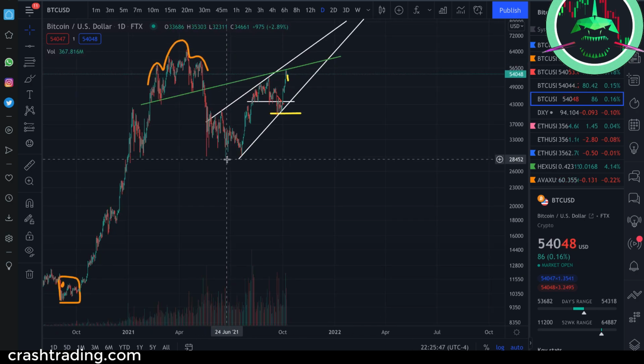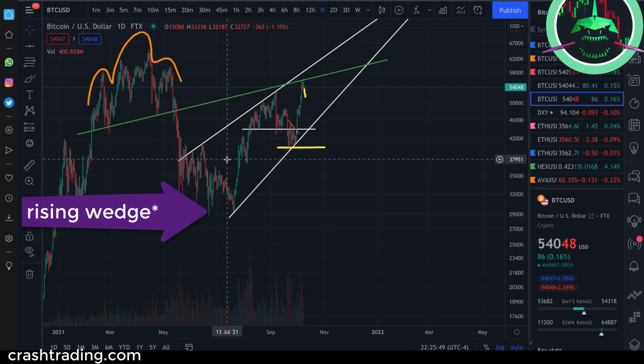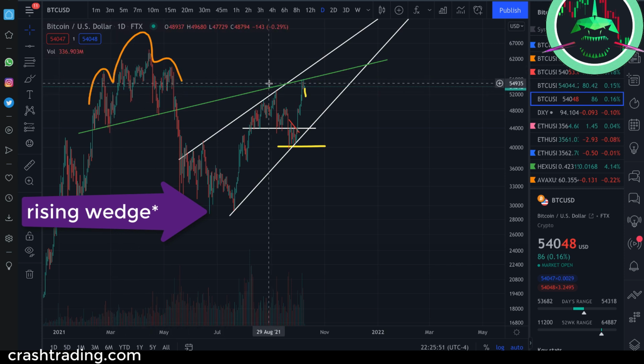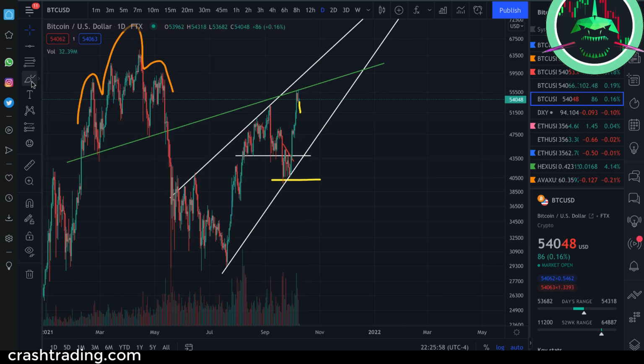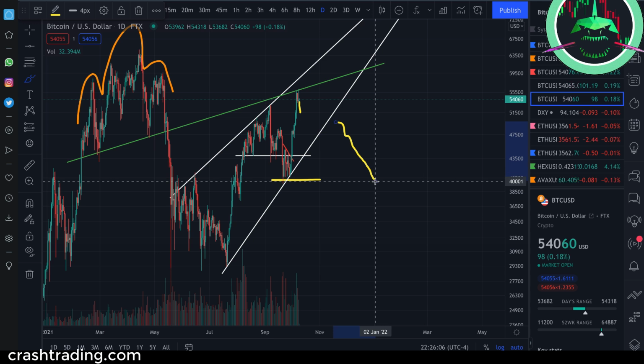What I'm seeing here is a possible falling wedge with the head and shoulders right there and its neckline. So that's two major bearish patterns forming here. Now, obviously, for this falling wedge to play out, you want to see it break down through this bottom white trend line. And if that happens, we could see a big downturn again here.